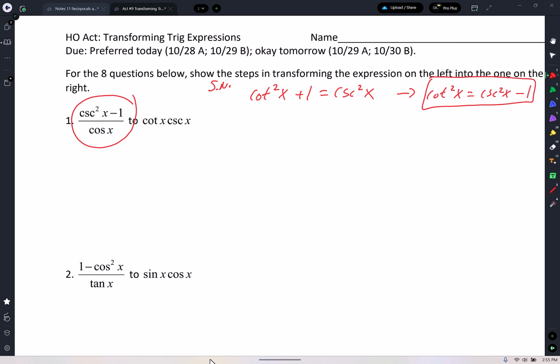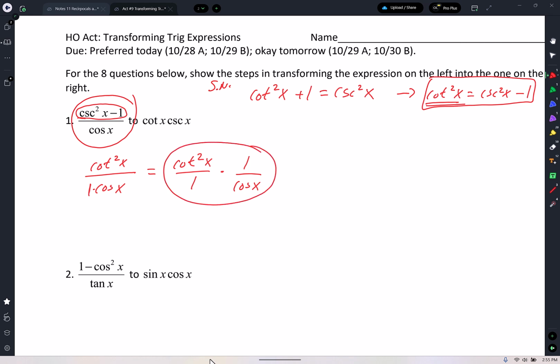I'm going to replace the cosecant squared x minus 1 with what? Cotangent squared. So I'm going to go cotangent squared x over cosine x. Now what? I'm going to expand it like this. You can say cotangent squared x over 1 times 1 over cosine x, to show that it's a fraction. You can always put a 1 there, and then just break it up. Because if I multiply this on the right, will I get this on the left?